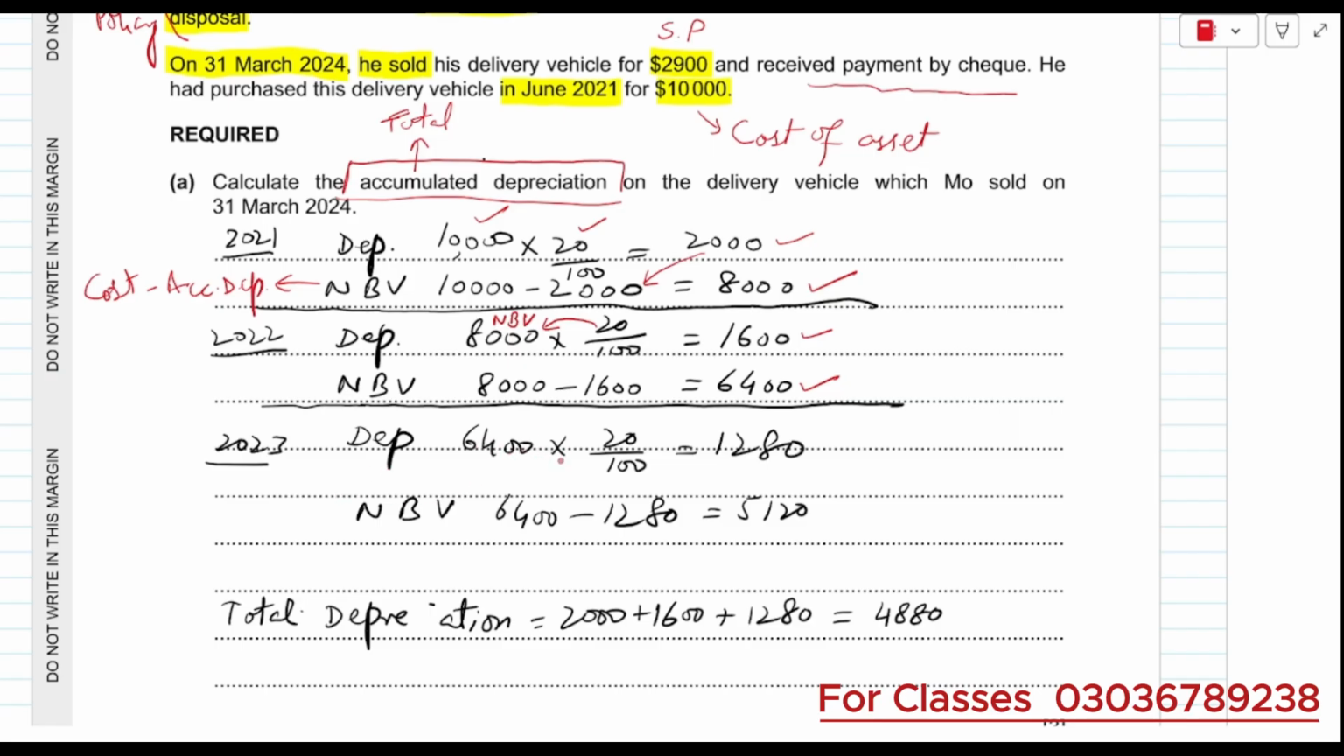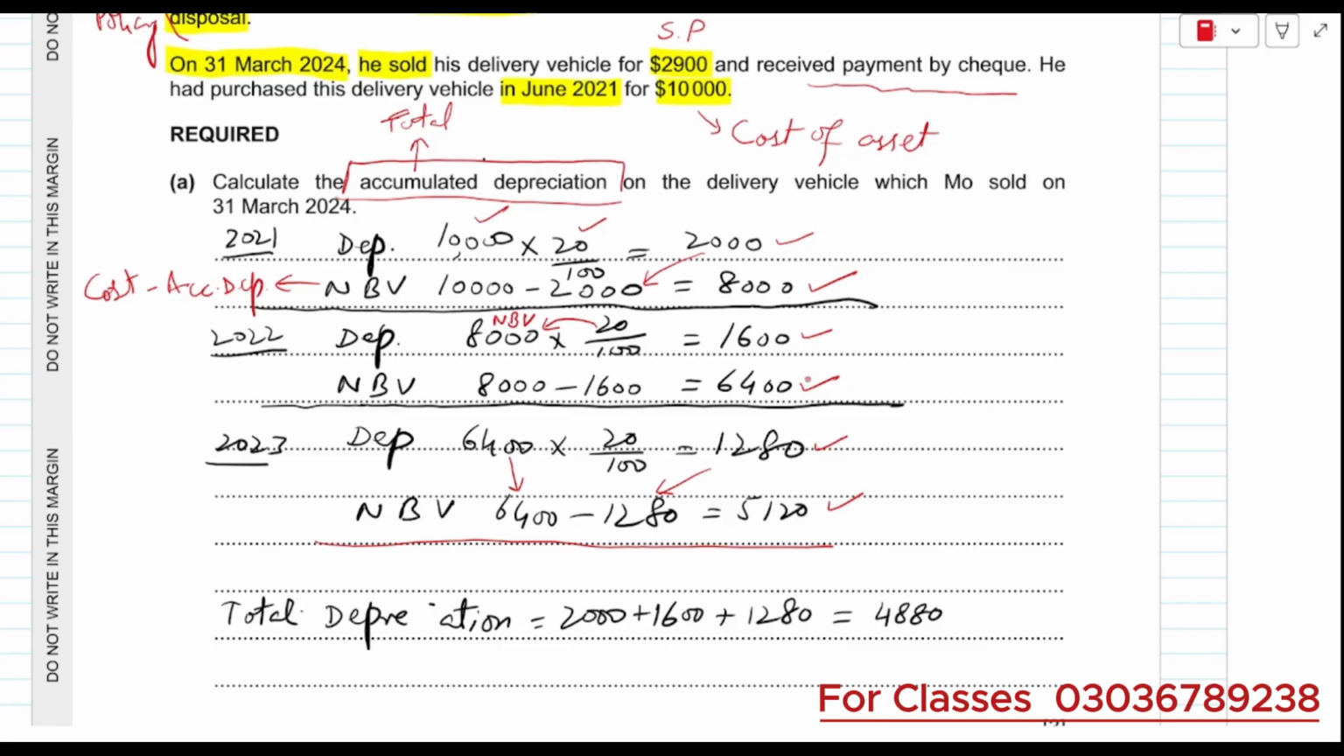6400, that is the net book value. Now opening net book value multiplied by 20% is 1280. It is the depreciation of the third year. Now net book value in 2023 will be 6400 minus 1280, which is $5,120.